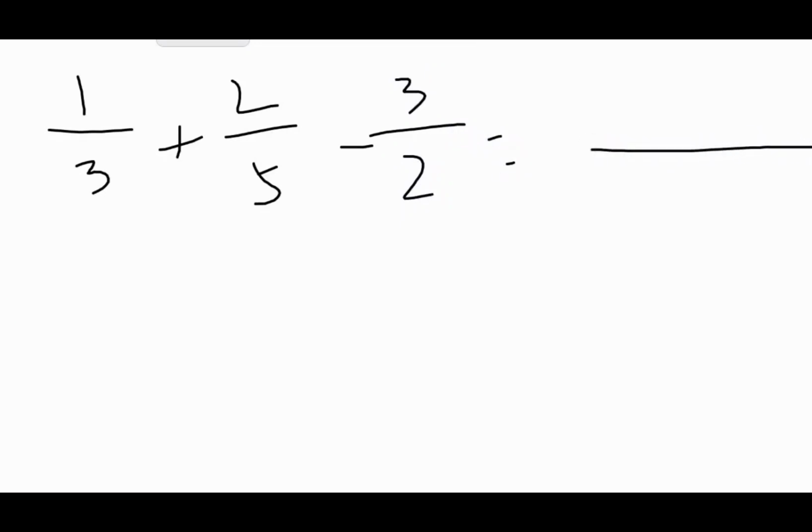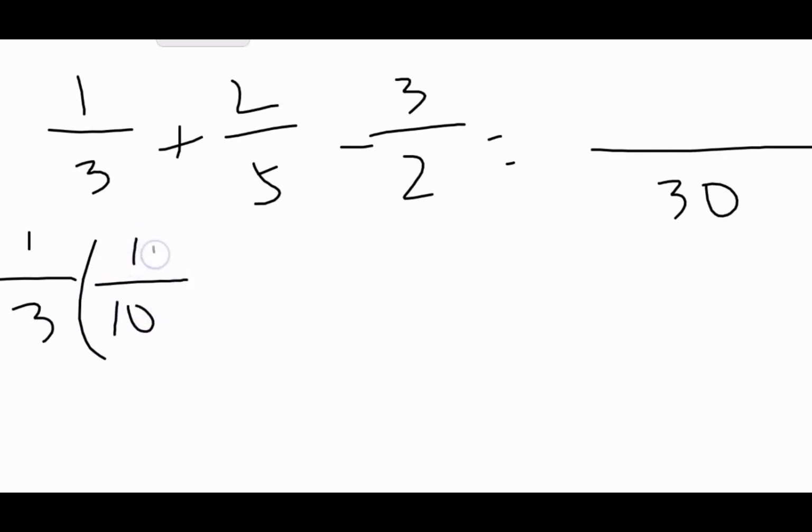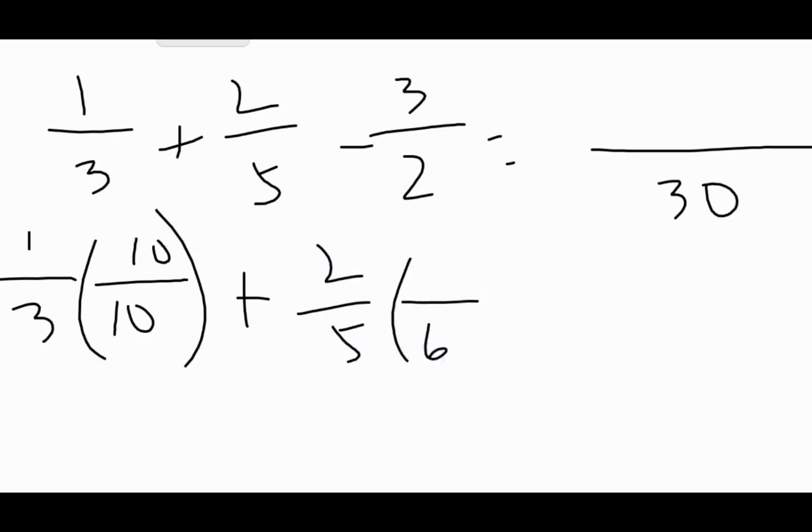For example, 1/3 plus 2/5 minus 3/2. So, multiply all the denominators. That's 30. Then, ipares nimo ang 30 sa ilahang denominator, then i-multiply sa numerator. Example, kani 30, ang pares niya is 6, diba? So, 1/3, ang pares niya is 10. Then, sa ikaduha, ang pares niya is 6, diba? Kaya 5 times 6 is 30.